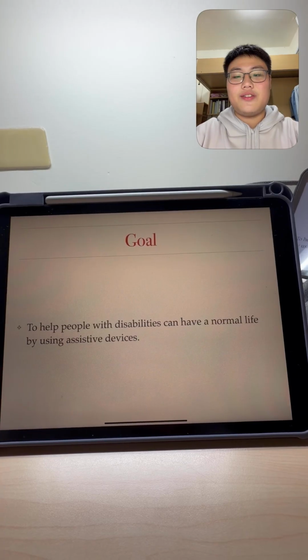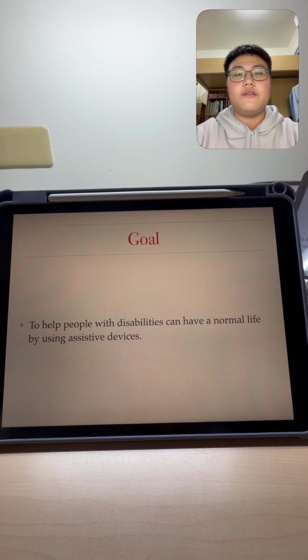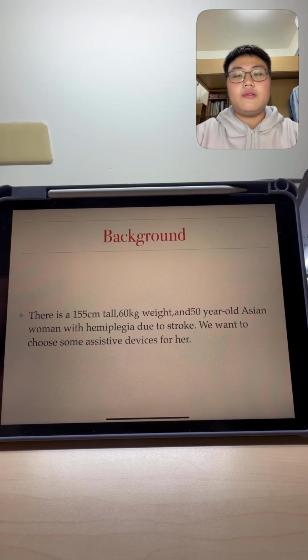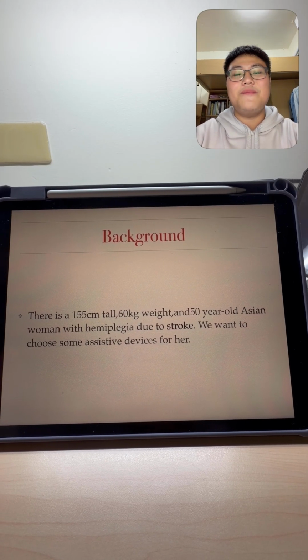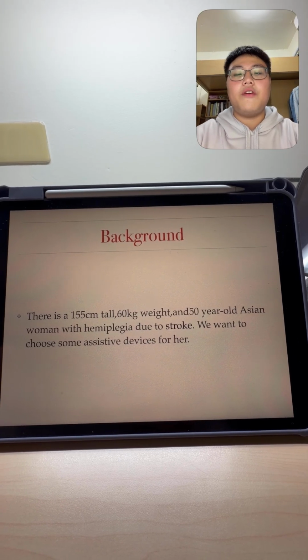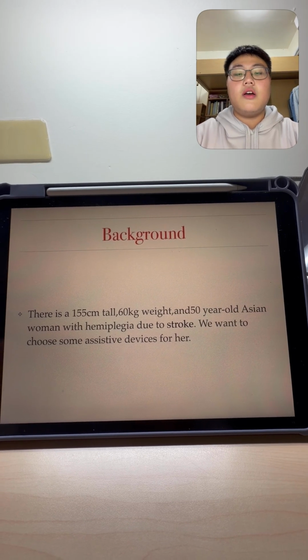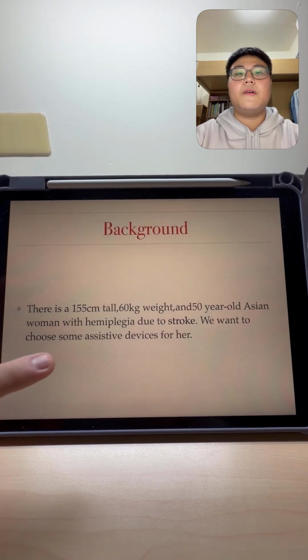Okay, our goal is to help people with disabilities have a normal life by using assistive devices. Our background is a 155 centimeters tall, 60 kilograms, 50-year-old Asian lady with hemiplegia due to a stroke. And we want to choose some assistive devices for her.